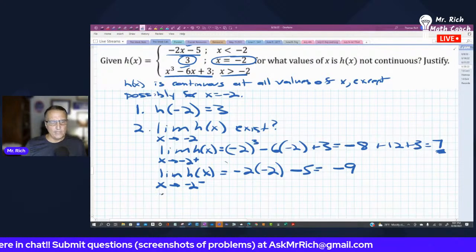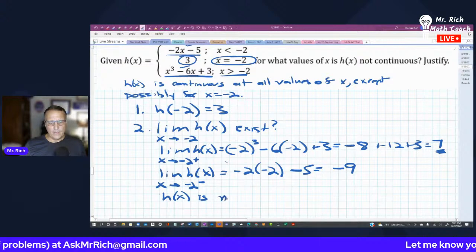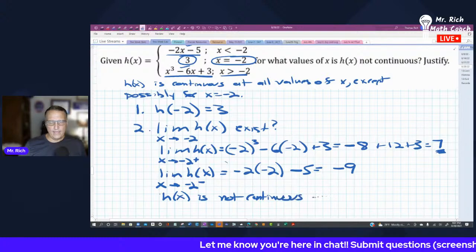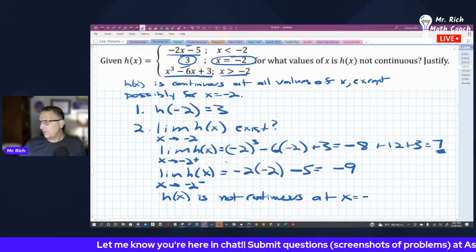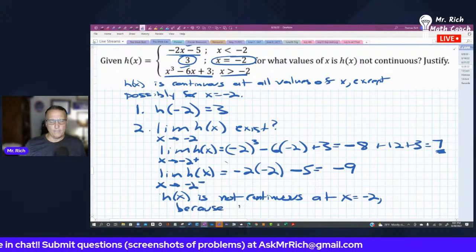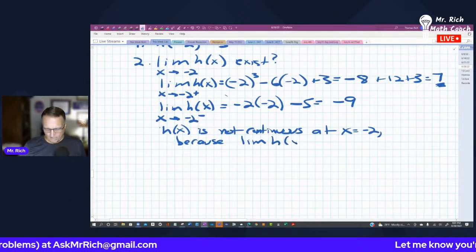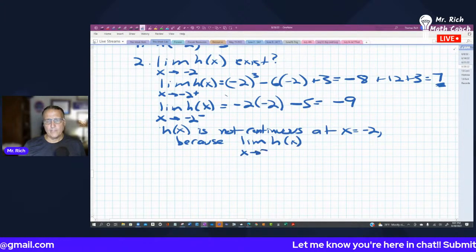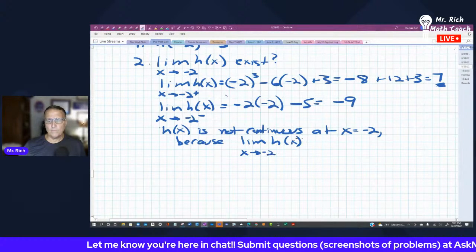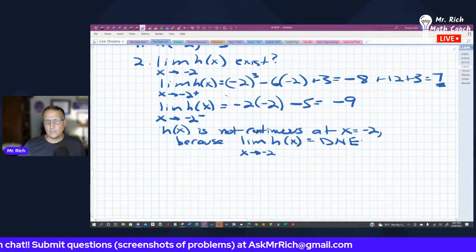So we can say that h of x is not continuous at x equals -2, and I'll give a because statement, right? Because the limit of my function h of x as x approaches -2 equals DNE, does not exist.